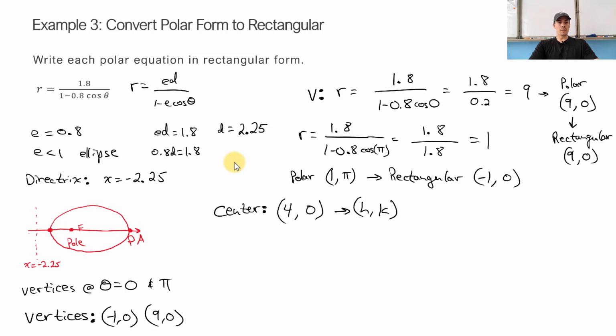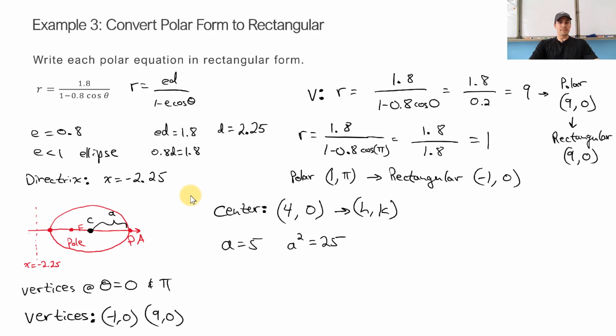We're halfway there. The only thing we need now to put this into rectangular form is going to be the values of a and b. So what are those values? Well, from the center to my vertex is a, right? So from the center to vertex is a, so I know a squared is going to be 25 because a from 4 to 9 is going to be 5, okay?